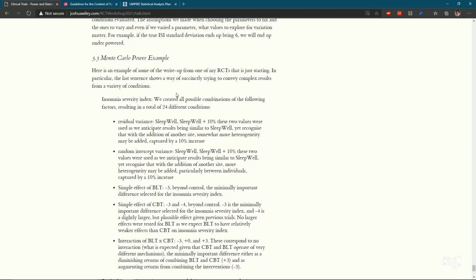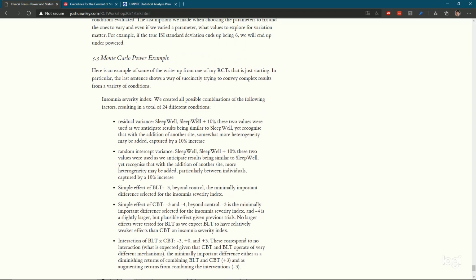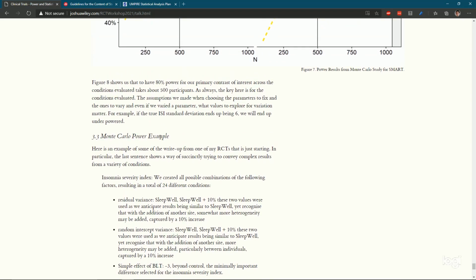Now note, this isn't a write-up for a grant. You wouldn't have this much space in a grant. This is a write-up that I was sending to some committees, so I had a little bit more space to play, and I also was able to send them graphs. But I talk about all the different conditions I set up, and I had references in there about where I'm actually pulling these various numbers from. That's just a little bit of a sample write-up.